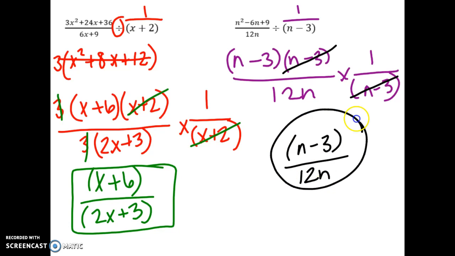Again, you don't necessarily need to put the parentheses on top. I don't think your answer keys on your worksheet have those, but those are there for you.